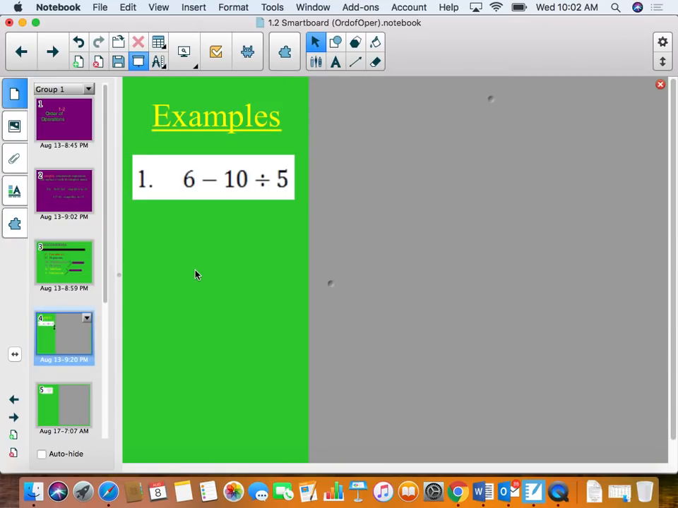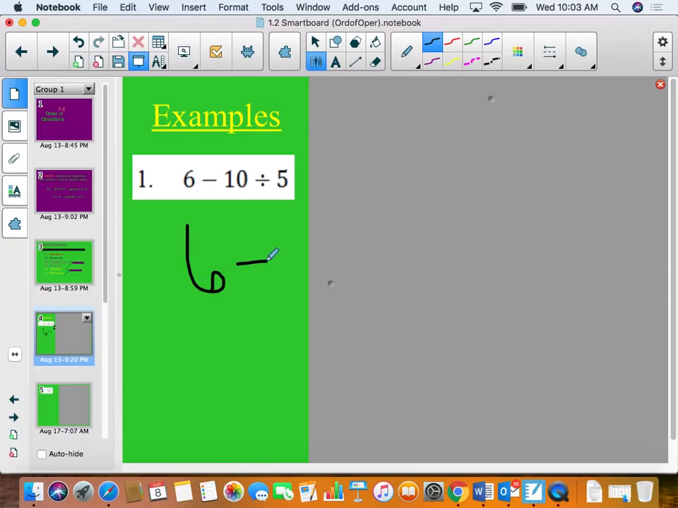Here's our first example. So if we go through our checklist, there are no parentheses, there are no exponents, so that brings us to multiplication and division, and we have division here. So we need to start by doing 10 divided by 5, which is 2. So we would then have 6 minus 2. 6 minus 2 then gives us 4. So the answer to this problem is 4.